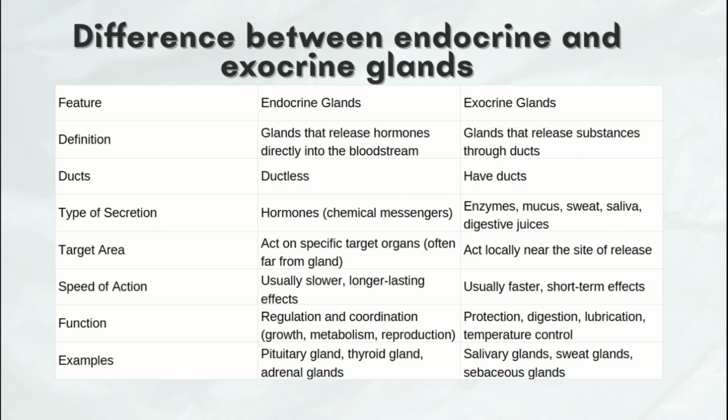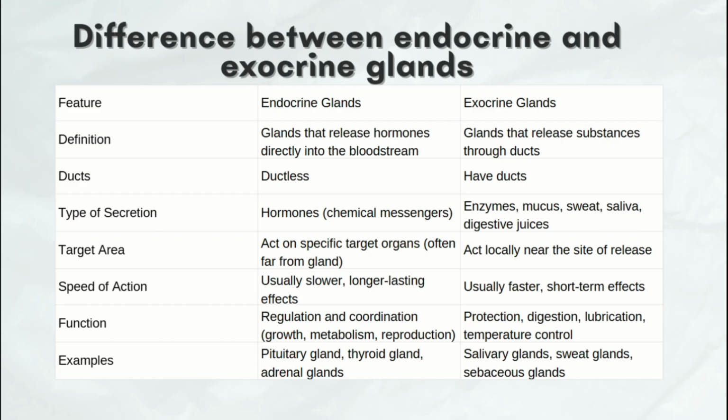Then exocrine and endocrine glands. So basically, this is pretty simple. Endocrine glands, those are the ones that release the hormones directly into the bloodstream. Because the very first thing that we said was that the endocrine glands are ductless, meaning that they are released directly into the bloodstream. There's no vessel, there's no duct, they are just released directly into the bloodstream.